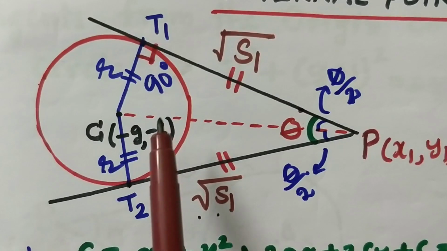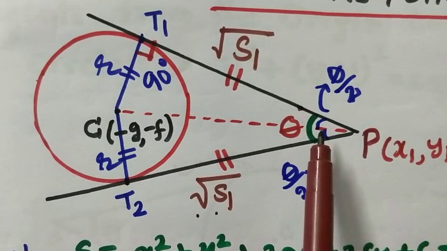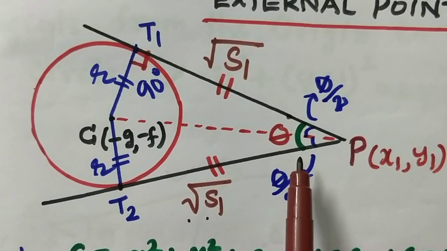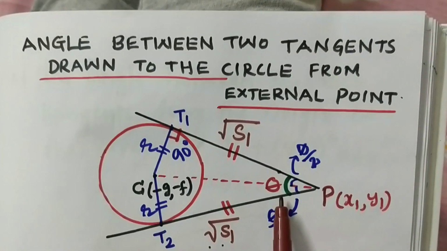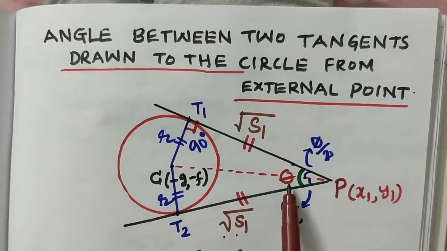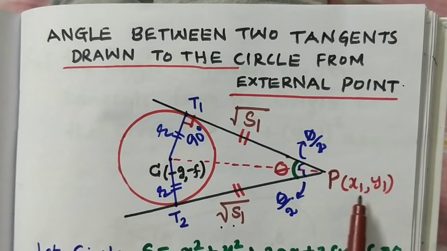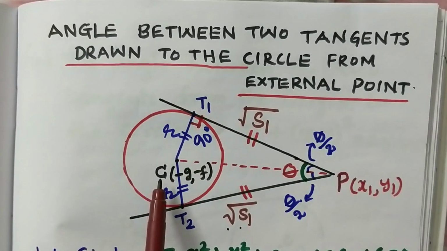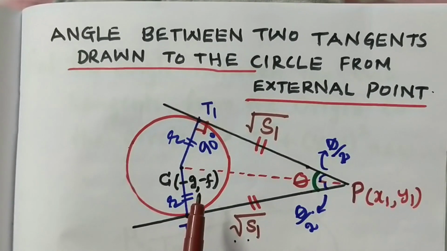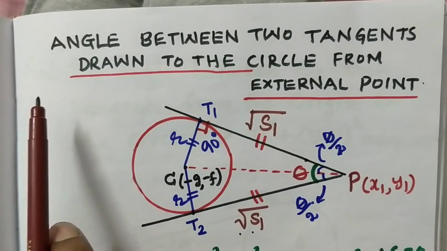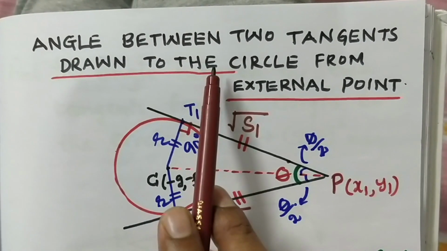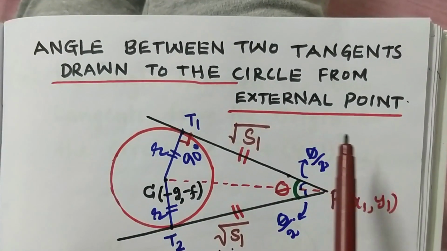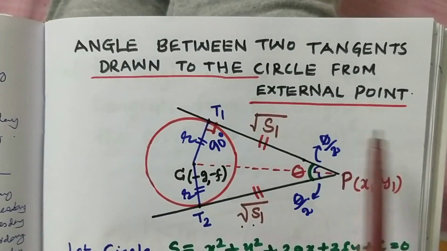And the angle made between these two tangents is what we are going to find now. The angle I have taken here is some theta. The point is (x1, y1), and my circle is x square plus y square plus 2gx plus 2fy plus c is equal to 0. So how do we find the angle between two tangents drawn to the circle from the external point? That is our topic now.